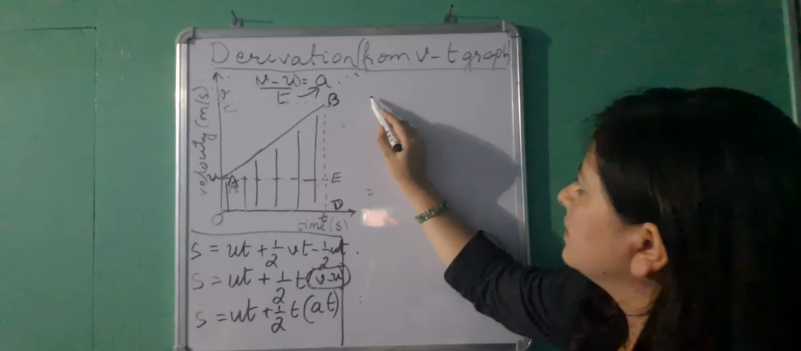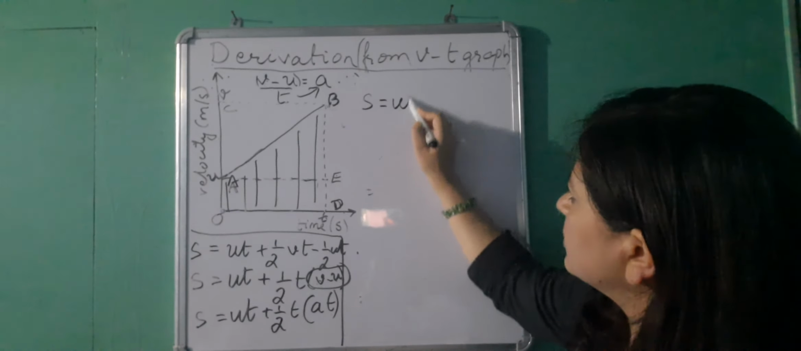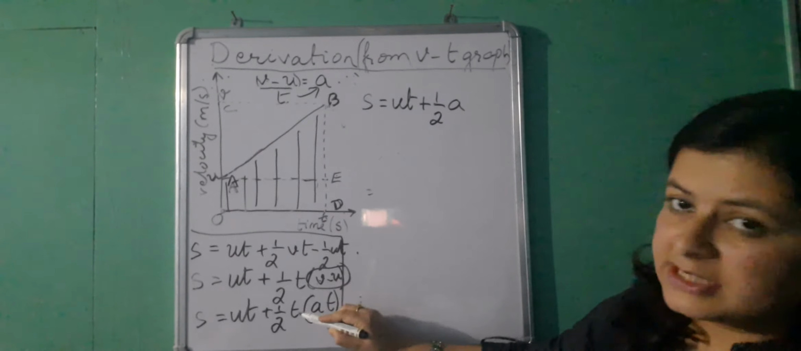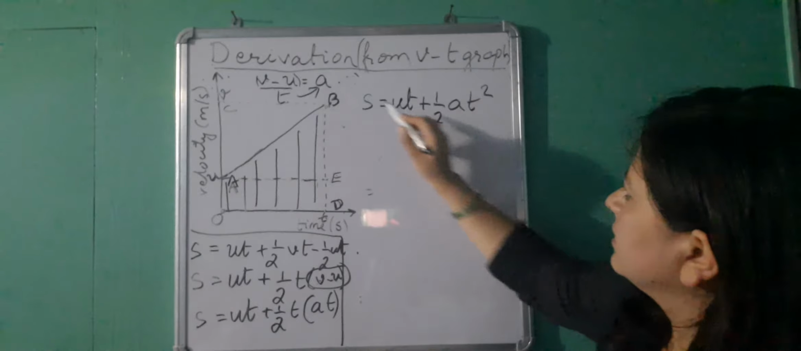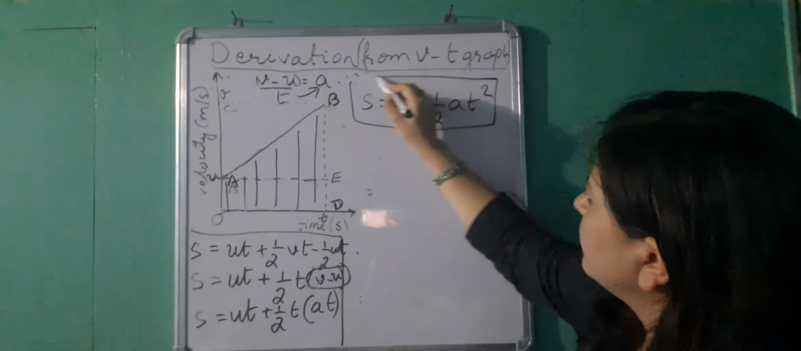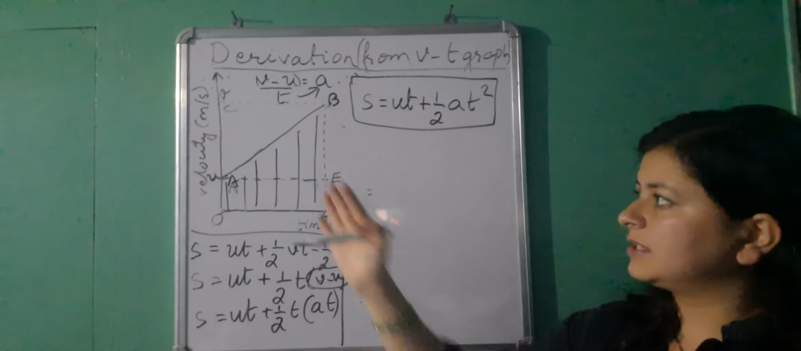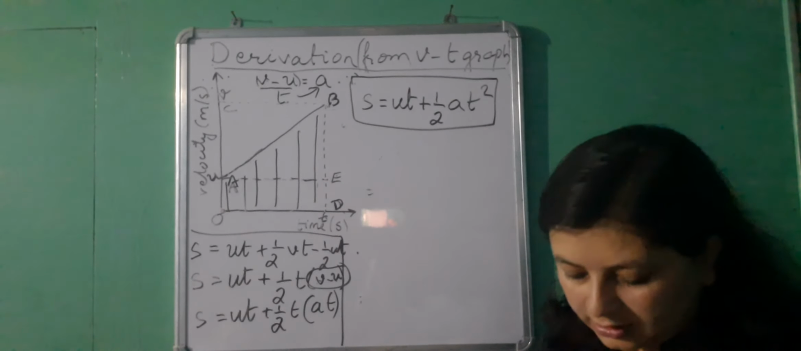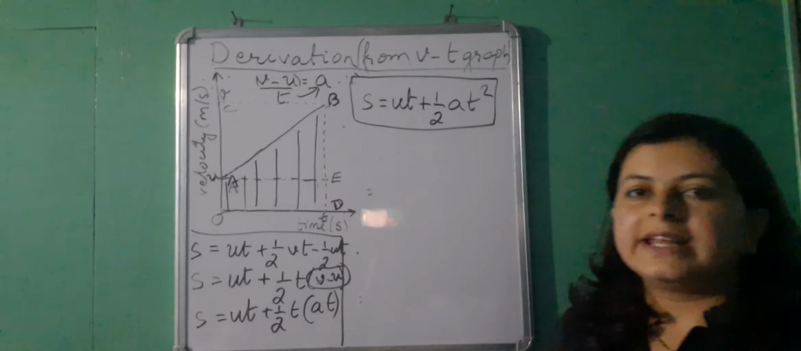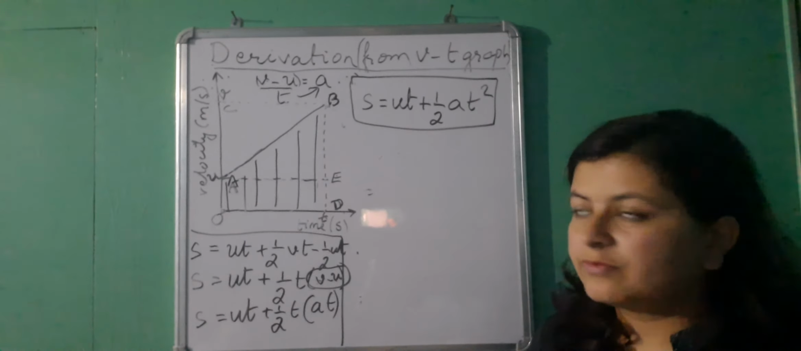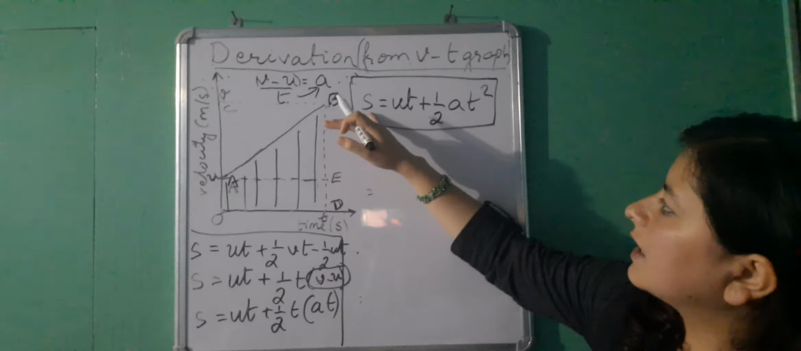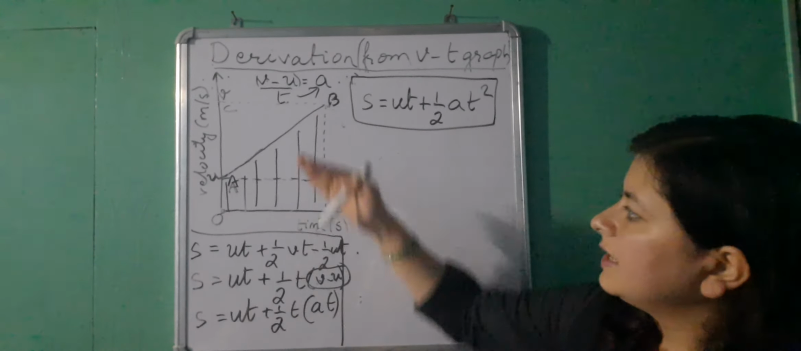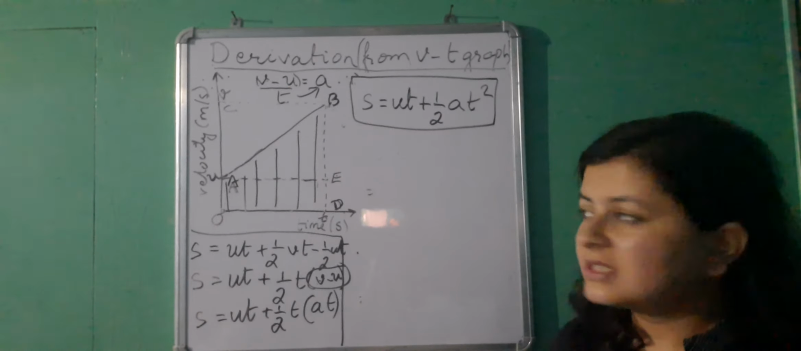So S will be, to simplify, ut plus half a, t is multiplied twice here, so t square. So this is how we derive this second equation of motion using the velocity time graph. In the previous case, to derive v is equal to u plus at, we had taken the slope where acceleration was involved. Here, since we are concerned with the displacement, we take the area under the graph, that is a trapezium.